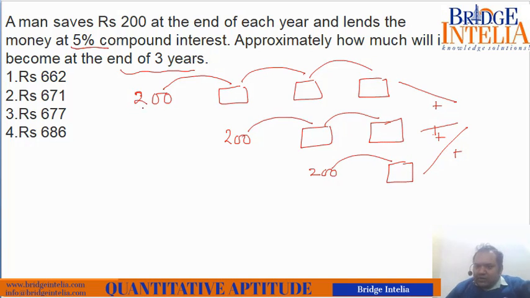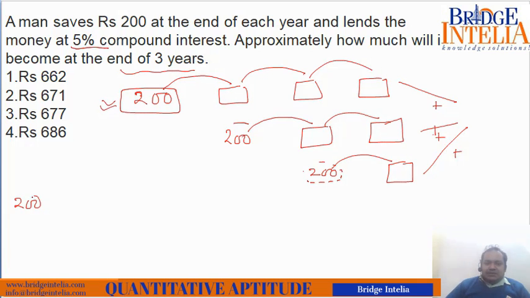So each year he is investing 200 rupees and he keeps that invested. So the money invested in the first year will increase for 3 years. The money invested in the second year will remain in the system for only 2 years. The money invested at the beginning of the third year will remain in the system for only 1 year. So let's see what is the final value that he is going to fetch.